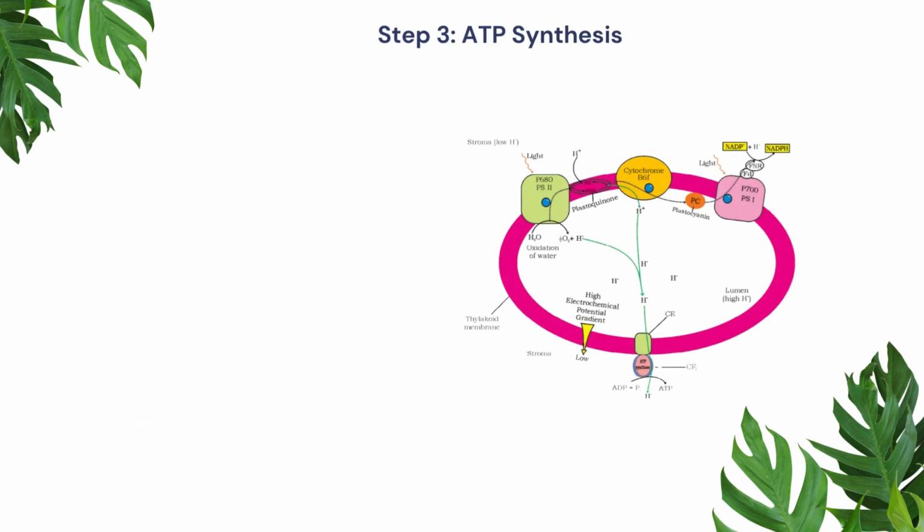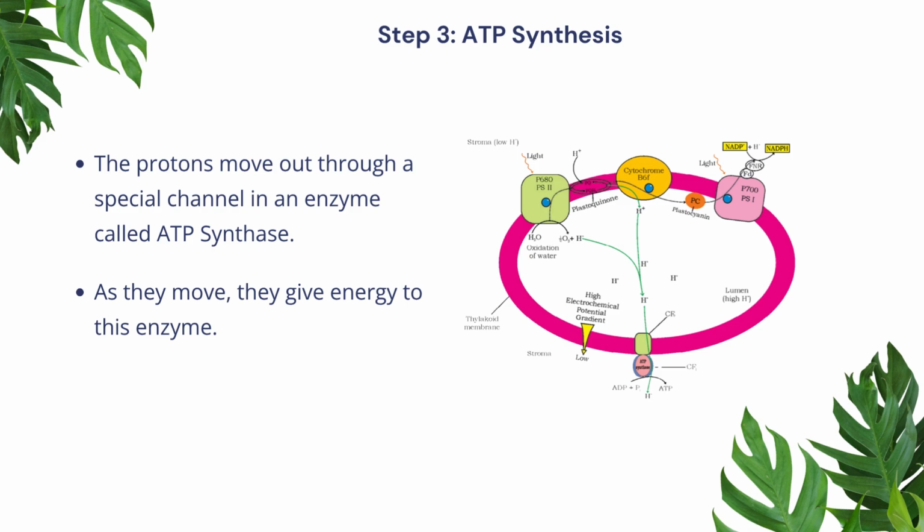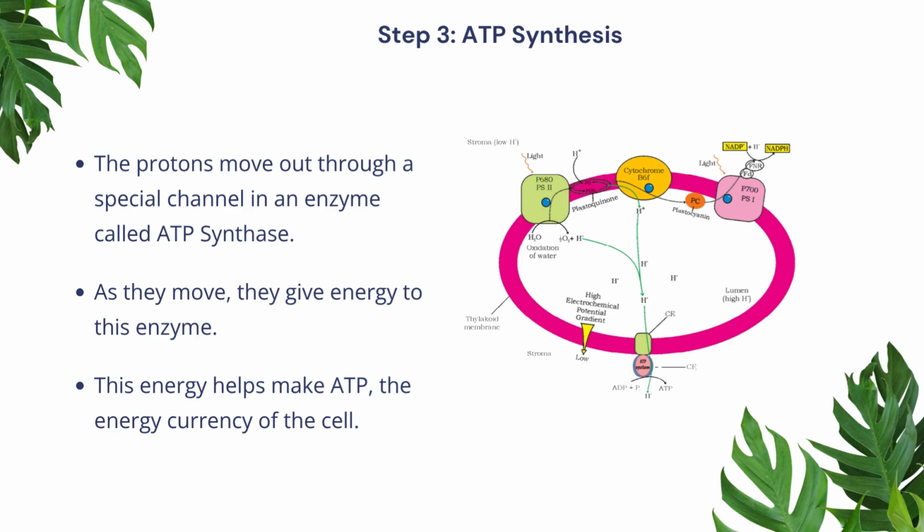Step 3. ATP synthesis. The protons move out through a special channel in an enzyme called ATP synthase. As they move, they give energy to this enzyme. This energy helps make ATP, the energy currency of the cell.